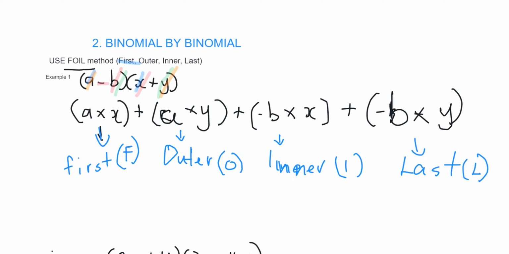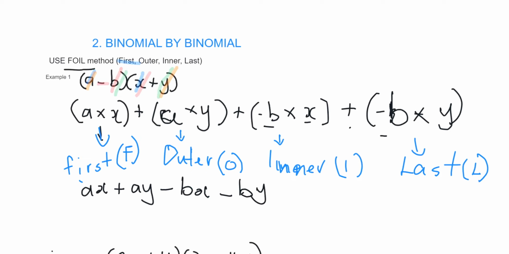So now what is it that you are going to get? Let's get our solution. a multiplied by x gives you ax, plus a multiplied by y gives us ay. Now we have negative b multiplied by x, so this is going to be negative bx. Then the last one, b is negative multiplied with the positive, still gives us negative by. So I guess you now understand our FOIL.